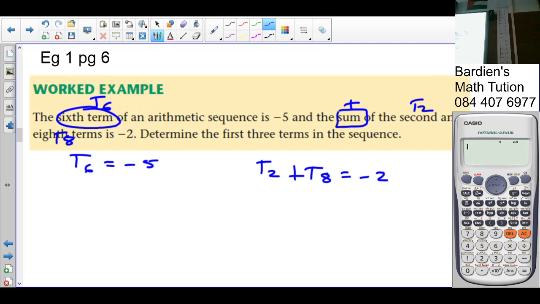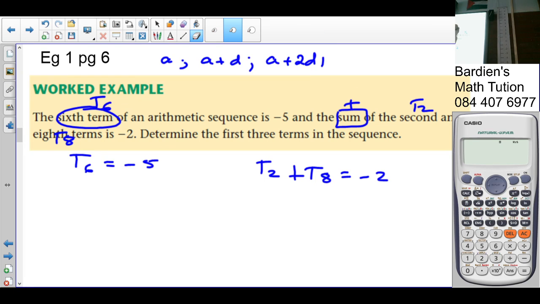Now remember for arithmetic sequences, your first term is A, not so? Then how do I get the next term? I add my common difference. So I get A plus D, then A plus 2D, and so on. So if they ask you for the first three terms, if I can determine my value of A, and I can determine my value of D, then I'm good to go.